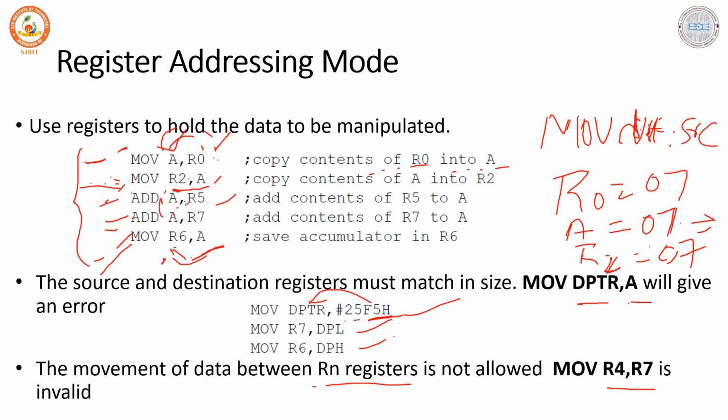So in the second instruction, we are loading the content of DPL to R7, and in the third instruction, we are loading the DPH content to R6.